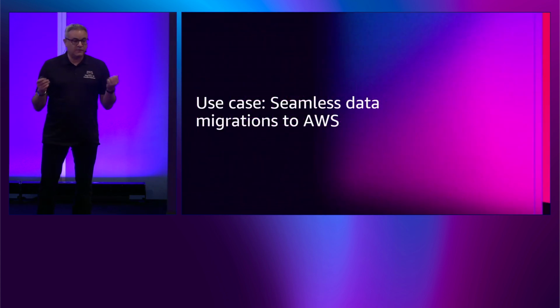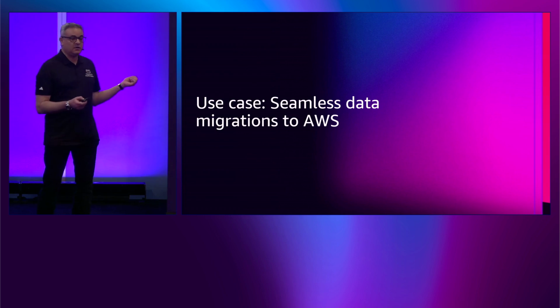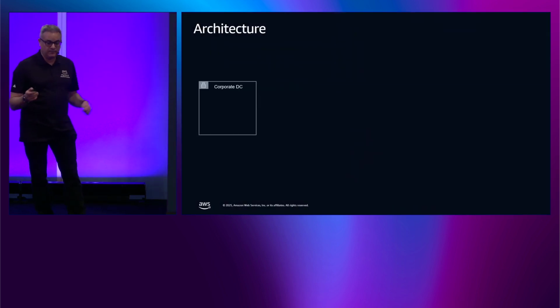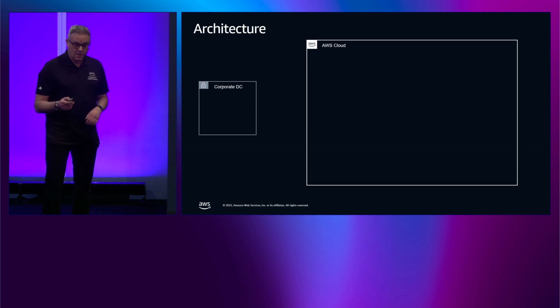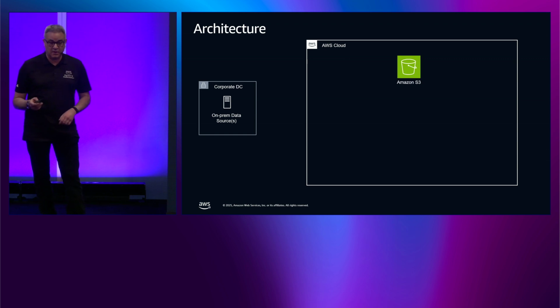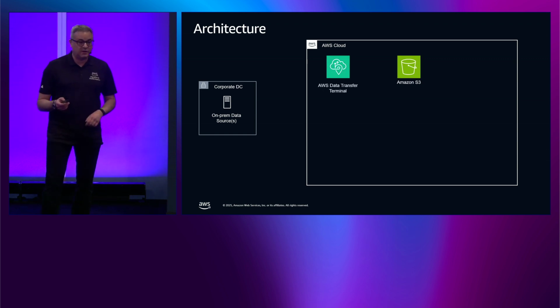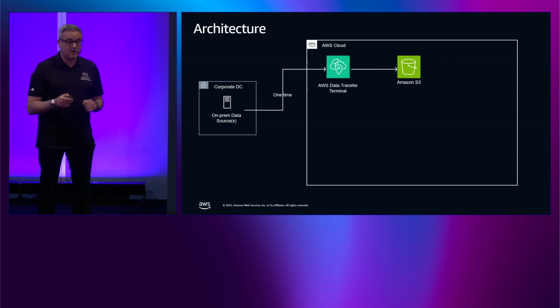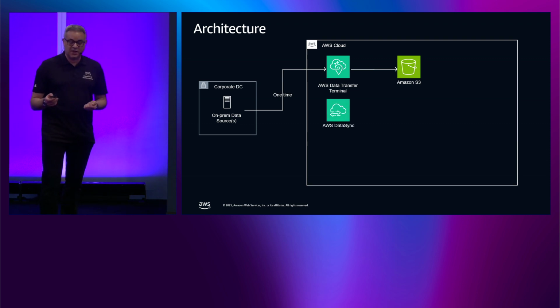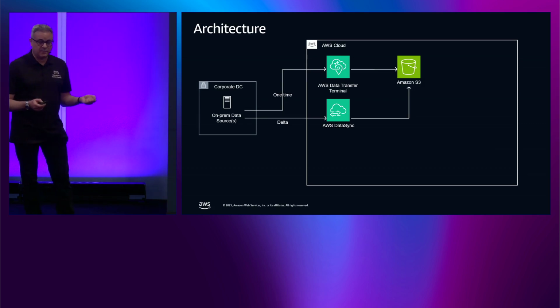Now, for those who are visual learners like myself, this is what it's going to look like in practice. So we start with our corporate data center. We have our AWS account. Our data is currently located in our corporate data center, and we need to get it into AWS. So we start with Data Transfer Terminal, and we do a one-time copy of all of our data. And then for any live things like databases, in which case there may be some changes during the time frame of the migration, we use AWS DataSync for any CDC data like we talked about before.